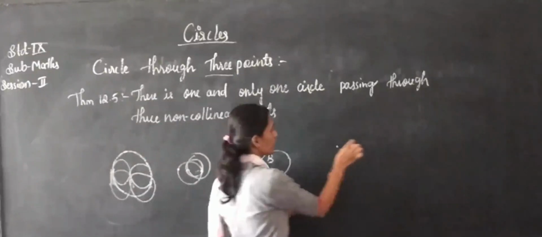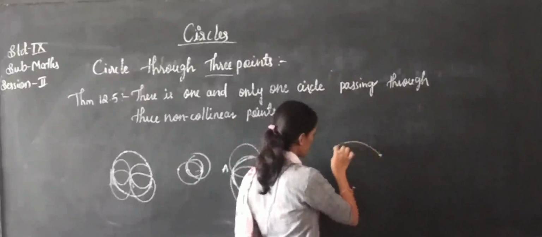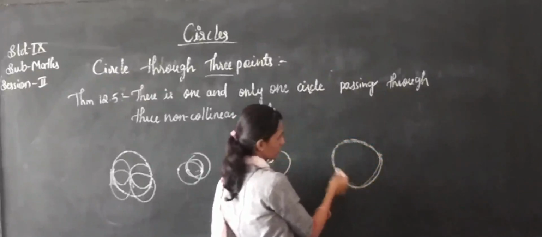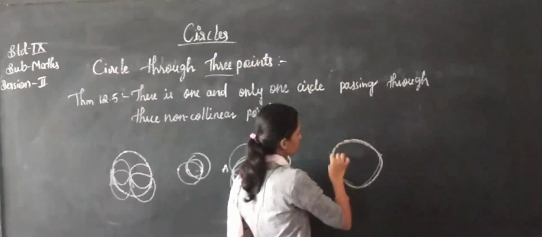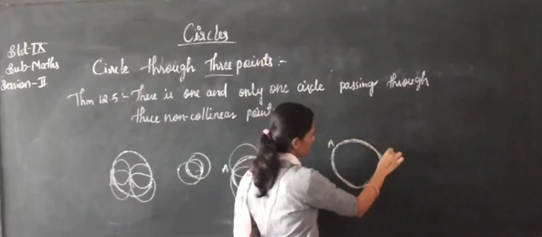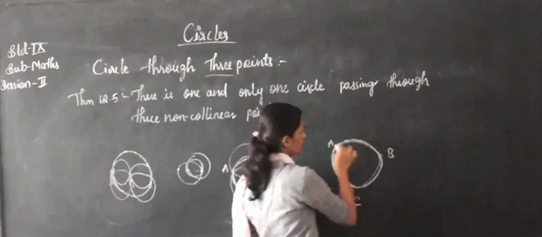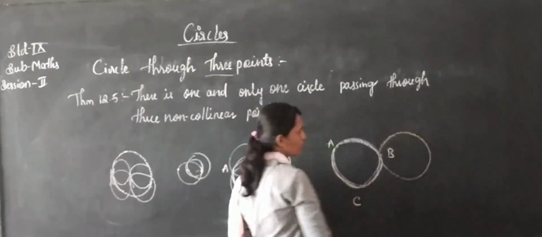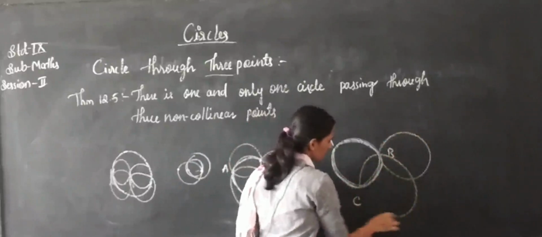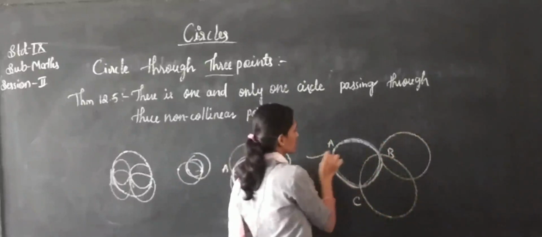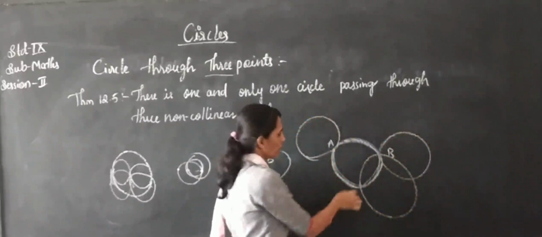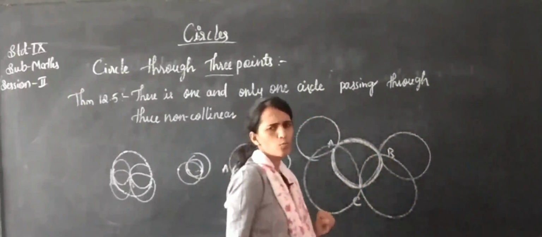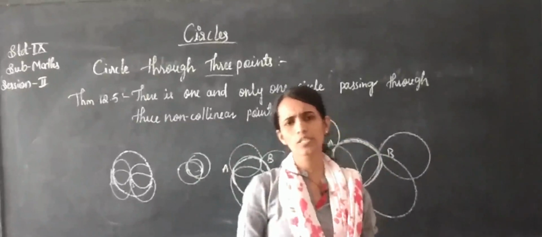So check here: here A, here B, here C. I will construct one circle only. Okay, this is one circle. If you want to construct one more circle by taking these 3 points, is it possible? No. We can construct one by taking only 1 point, or by taking these 2 points. But by taking these 3 points, it is not possible to construct one more circle here.